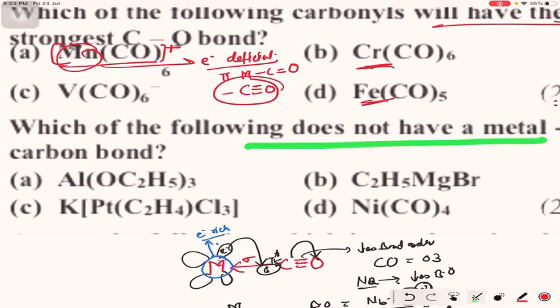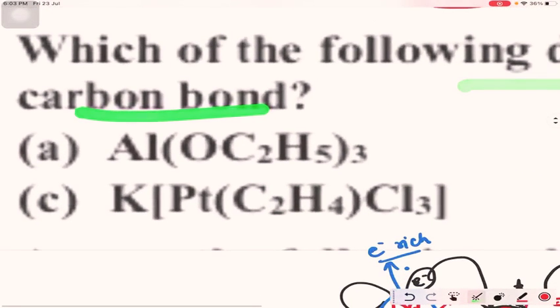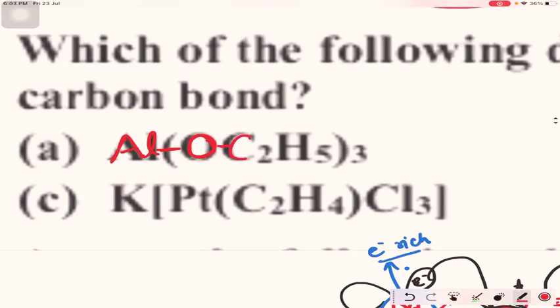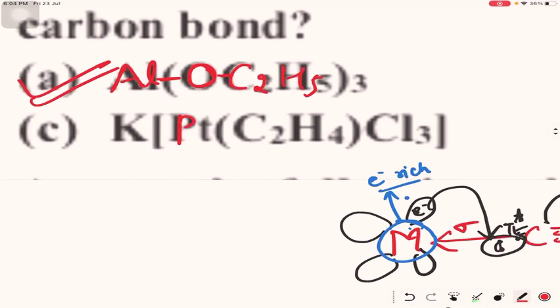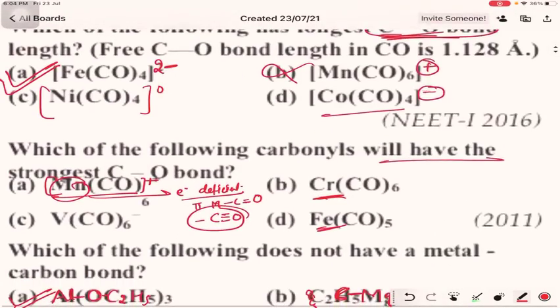Which of the following does not have a metal carbon bond? Here the linkage of aluminium is with ethoxide oxygen, not with carbon. So option number A is correct. In the remaining options, platinum is directly bonded to carbon. Magnesium is directly bonded to the carbon of the ethyl group, and nickel is bonded directly to the 4 carbonyl groups in tetrahedral fashion. So they have direct metal carbon bonds. So option number A is correct.